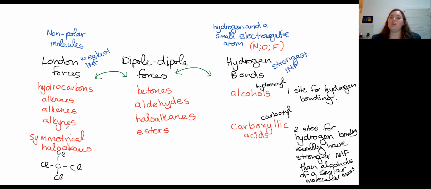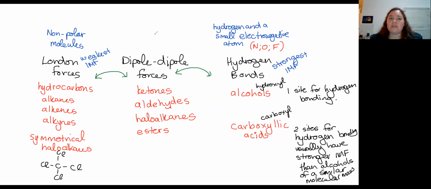Okay, so the strongest type of intermolecular force, depending on the type, is your carboxylic acids, because they're the strongest hydrogen bonds because they've got 2 sites. Weaker than that is our alcohols because they've only got 1 site. After that is anything that's dipole-dipole. And then after that still is London forces.